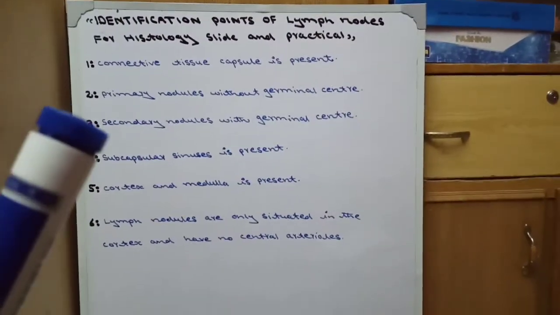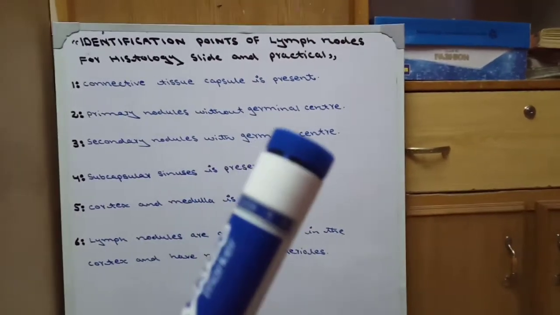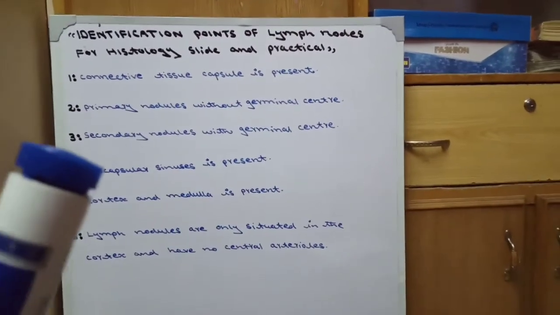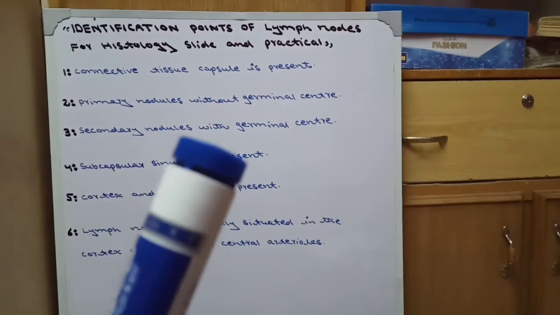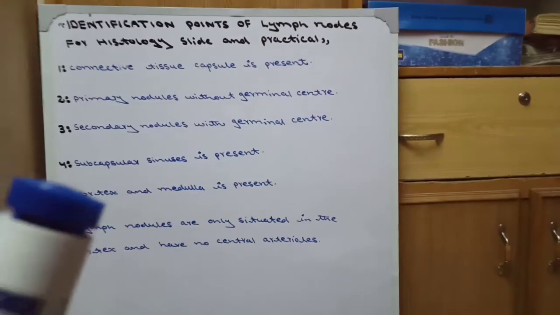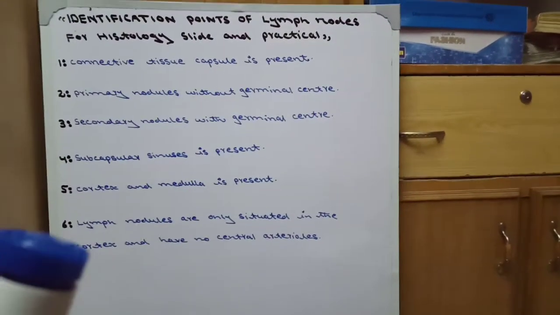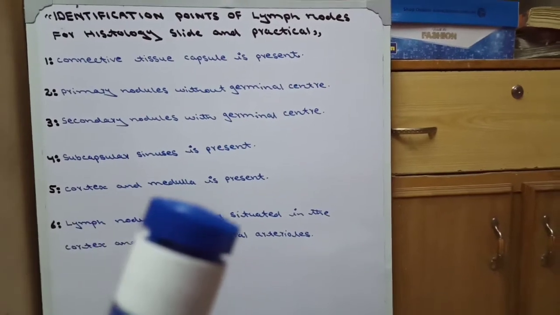Number 2, primary nodules without germinal center. And number 3, secondary nodules with germinal center. And number 4, subcapsular sinuses is present. And number 5, cortex and medulla is present.